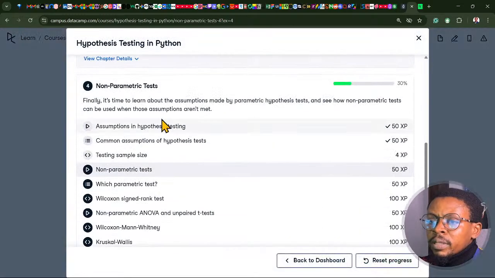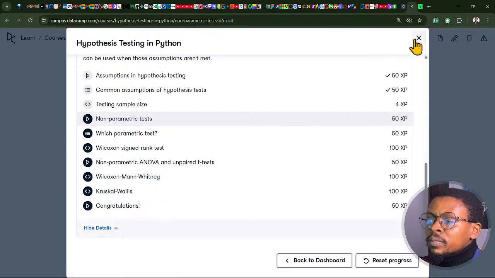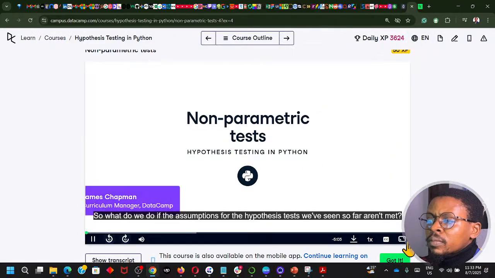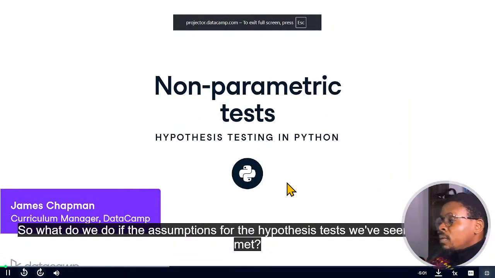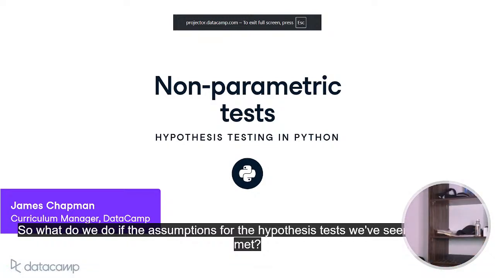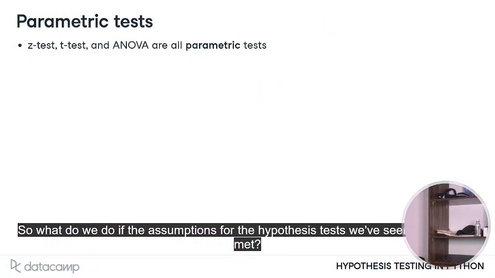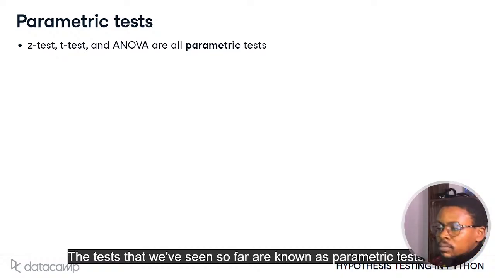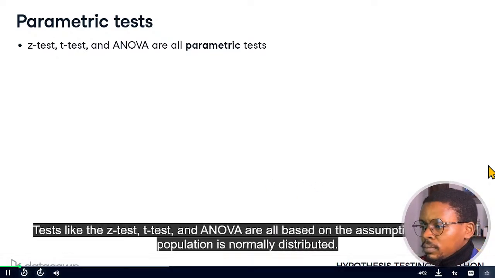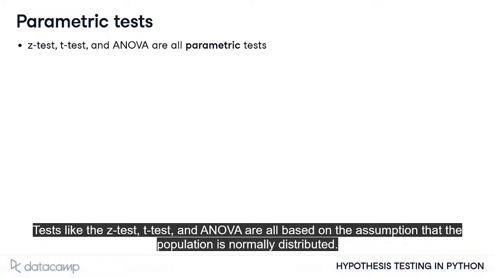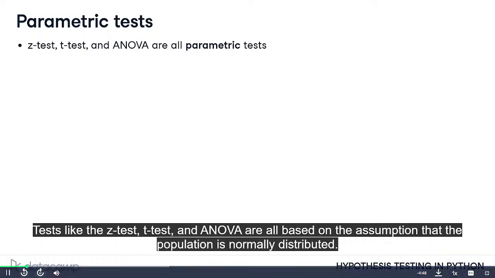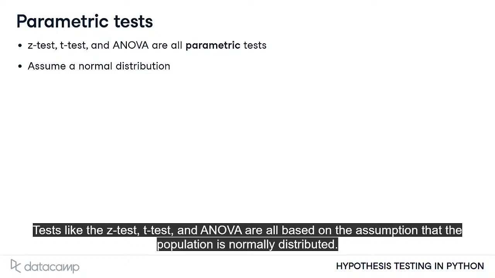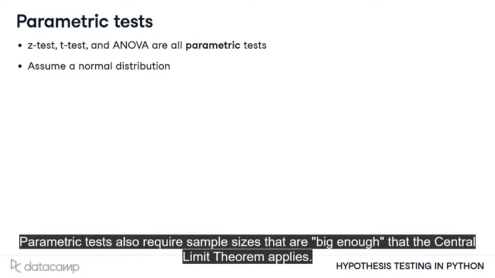Non-parametric tests. So what do we do if the assumptions for the hypothesis tests we've seen so far aren't met? The tests that we've seen so far are known as parametric tests. Tests like the z-test, t-test, and ANOVA are all based on the assumption that the population is normally distributed. Parametric tests also require sample sizes that are big enough that the central limit theorem applies.